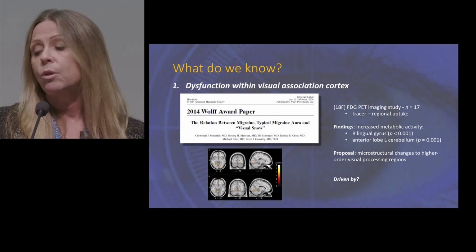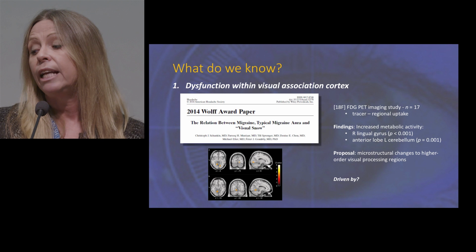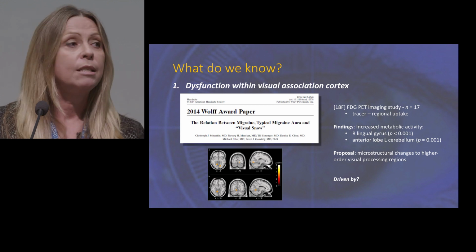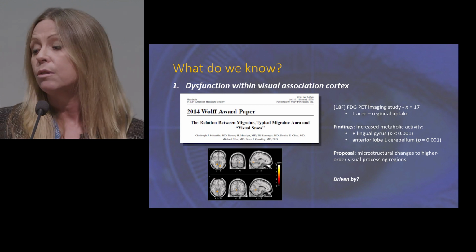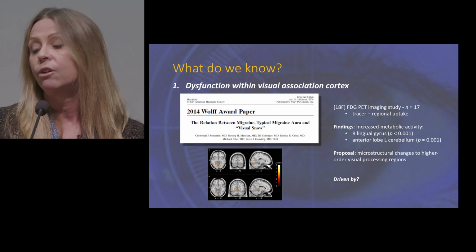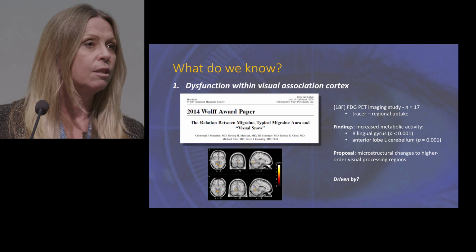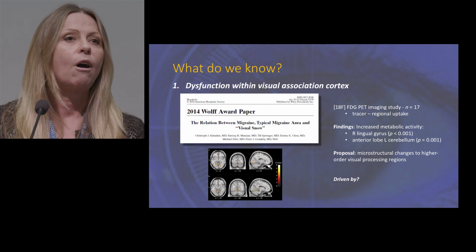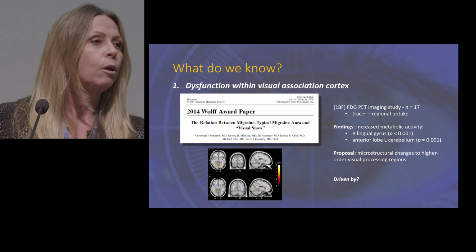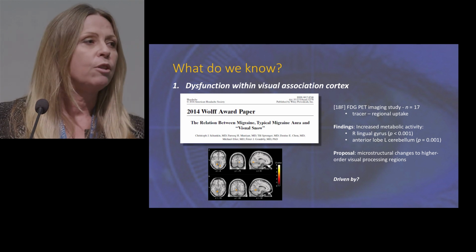But what they found was increased metabolic activity in the lingual gyrus and the cerebellum. And to cut a long story short, what they proposed was that these are microstructural changes to higher order visual processing regions, which is consistent with what I was saying in terms of where this must be. What it doesn't answer is what's driving those changes. So we have increased metabolic activity, but what is actually driving those changes is really uncertain.